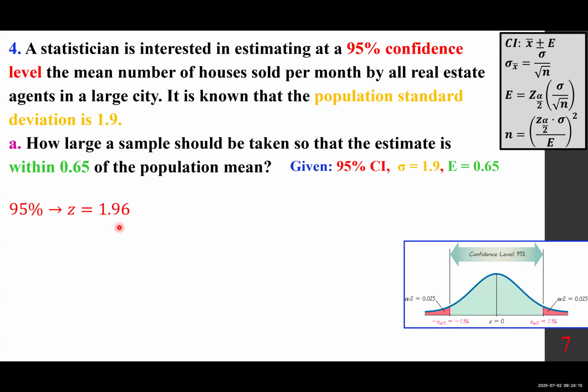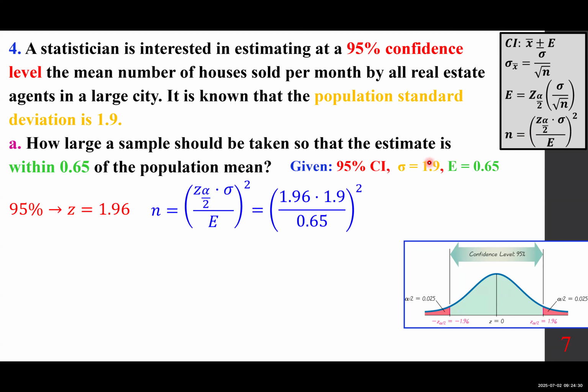And now we are ready to plug in. Everything is given, plug in. Replace the Z of alpha over 2 with 1.96, sigma with 1.9, and E with 0.65. Calculate this and then raise it to the power of 2. Always write with decimals. However, it is extremely important to understand what happens here. Doesn't matter if you have 32.82 or 32.1, you must round up to 33.